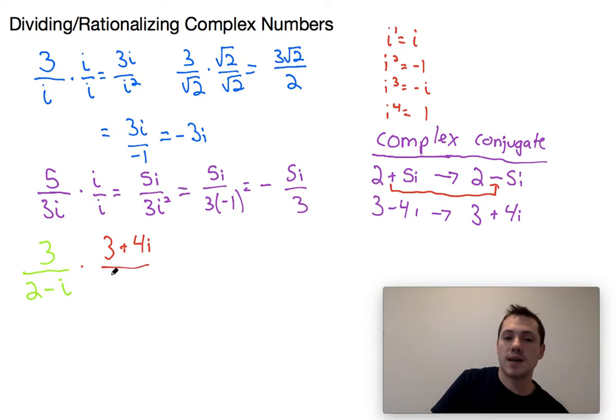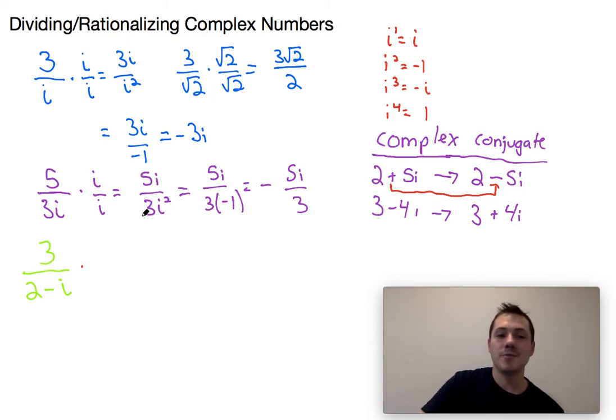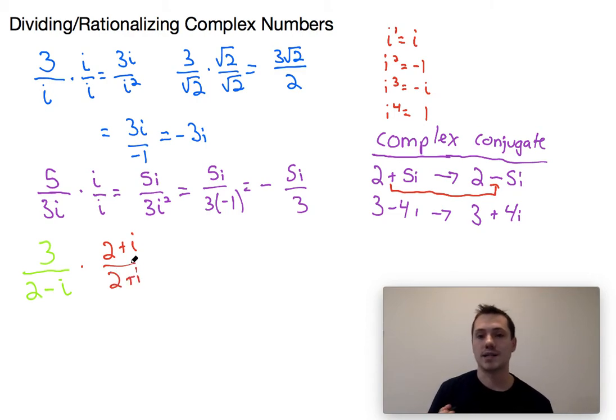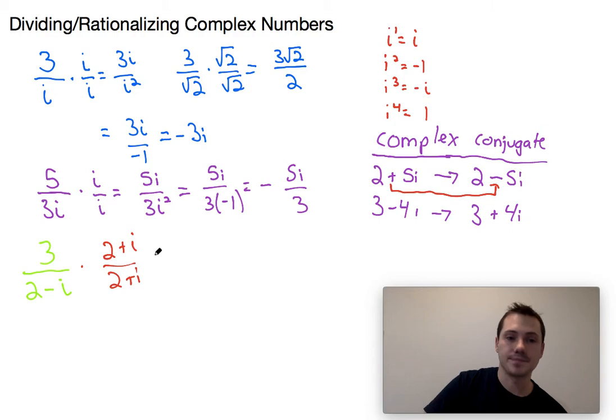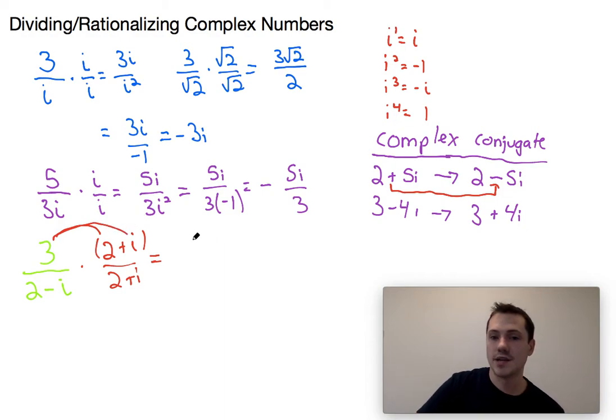We're going to multiply this by 2 plus I over 2 plus I, because 2 plus I is the complex conjugate of 2 minus I. When we do that across the top, we're simply going to distribute. So 3 times 2 is 6. 3 times I is plus 3I.